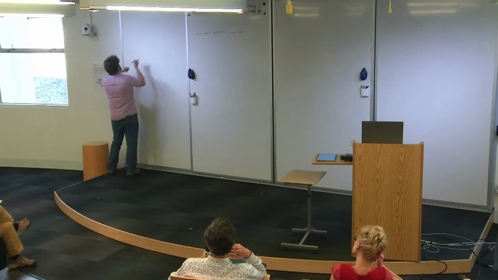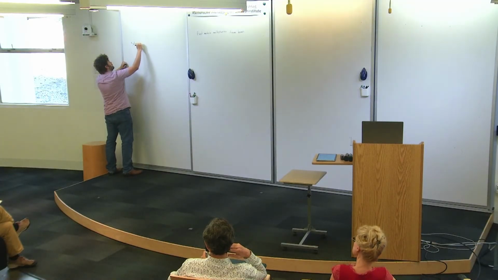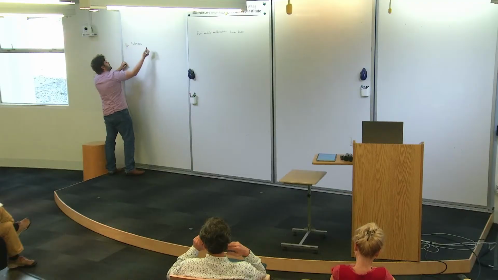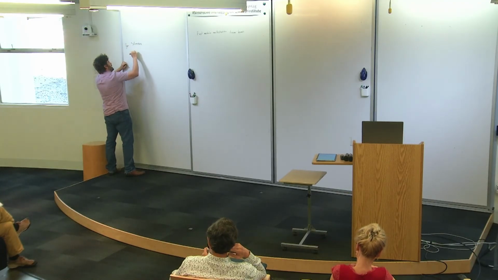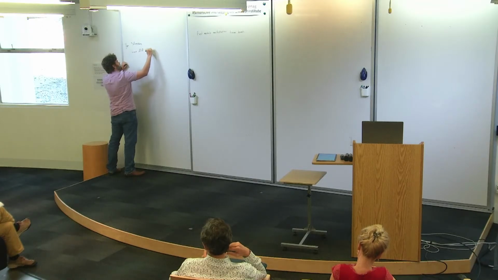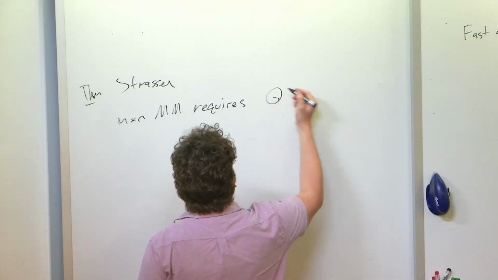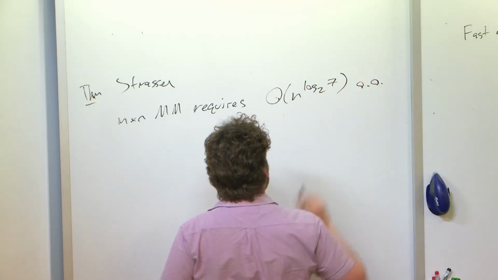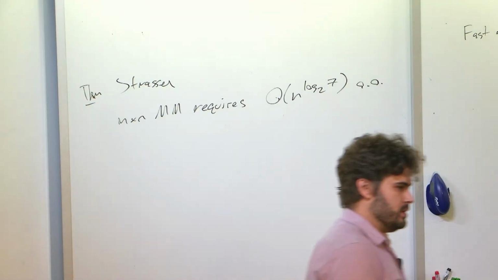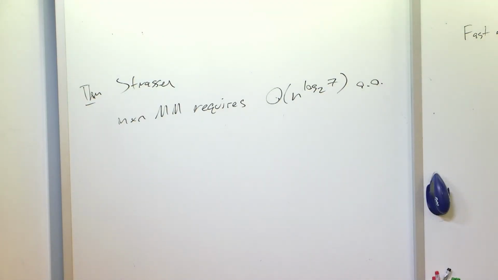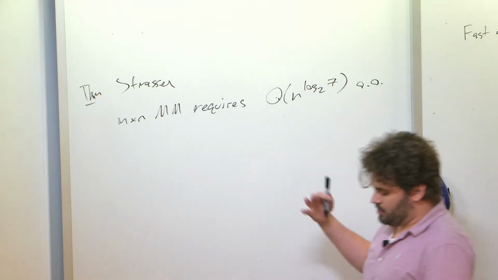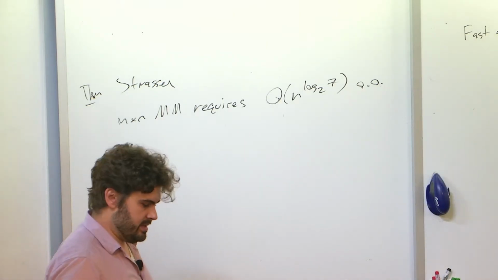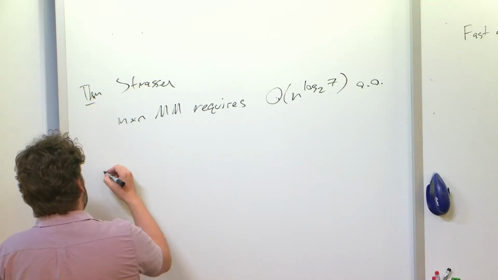So using this analysis, we have Strassen's theorem: n by n matrix multiplication requires only O of n to the log 2 of 7 arithmetic operations, applying this recursive algorithm with that data. And of course, the fact that this can be strictly smaller than 3 motivates a very natural definition. Strassen then defined the so-called exponent of matrix multiplication. So, definition.